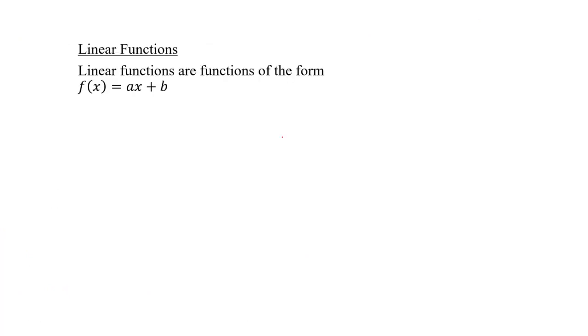Now, linear functions are functions in the form f of x equals ax plus b. If you see a function in this form with x, it's called a linear function. It can be in a different form, but we can reduce it and write it in this format. Any function which can be written in this format is called a linear function. It doesn't have a radical, a square, or any power. It's just a times x plus b.